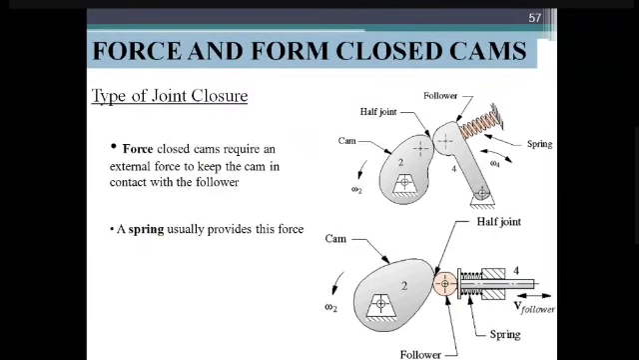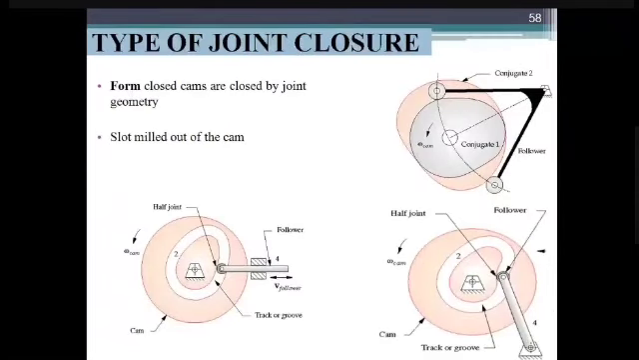What about the type of joint closure? How are we going to do it? By the force of a spring. We have to give some force so that the cam should not go beyond the limit. So the spring usually provides the back force. That means it withstands or retards, keeping the original position, which is used for force closure. So, force closed.